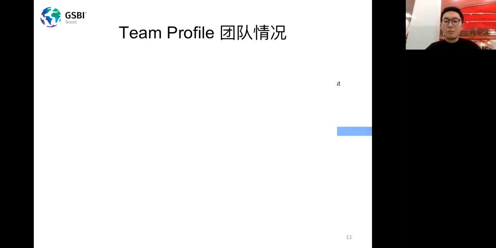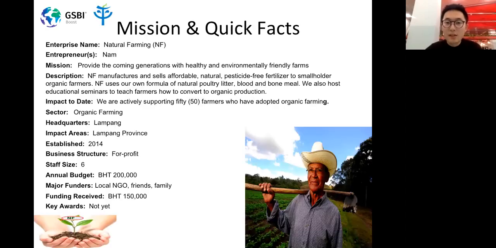So I think previously it was more like a very usable template, so that you can fill in the blanks when you design your pitch, the business plan, or the whole description. So next I will really quickly go through one of the cases, which is natural farming.